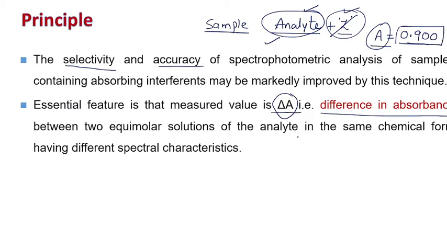Now what we do in this method, we take our sample and prepare the solution of that sample in two different solutions. The concentration of our sample prepared in the two different solutions is exactly the same, and that's why we refer to it as two equimolar solutions of the analyte in the same chemical form having different spectral characteristics. What are the ways to get that, we'll discuss in the coming slides.